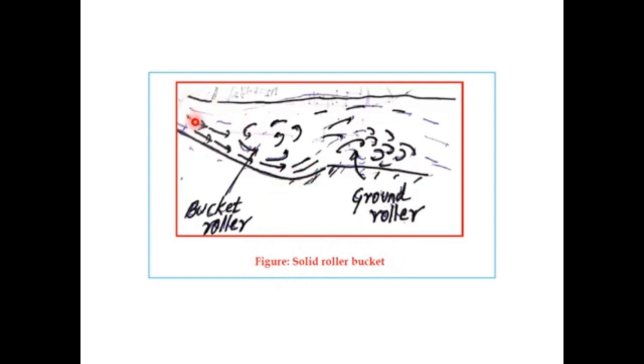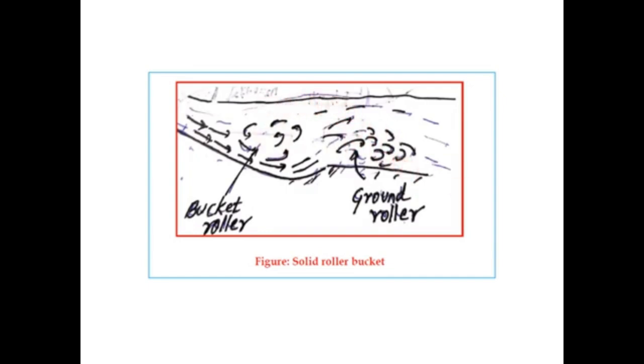Whenever the flow comes from the spillway and reaches the bucket part, a series of rollers are formed here. One type of roller moves in the anti-clockwise direction and is contained in the bucket itself, and that is known as the bucket roller. Downstream of the bucket, a series of rollers are formed which move in a clockwise direction and are known as the ground roller. The intermingling of the bucket roller and the ground roller, in addition to the boils that are formed, causes the energy dissipation.